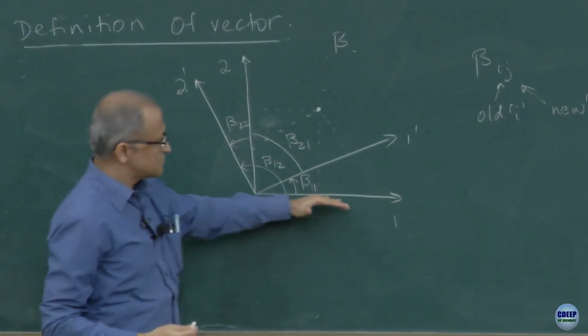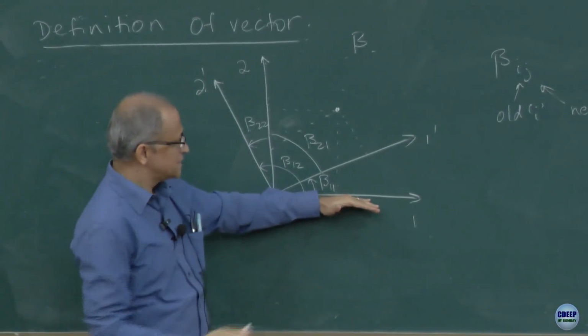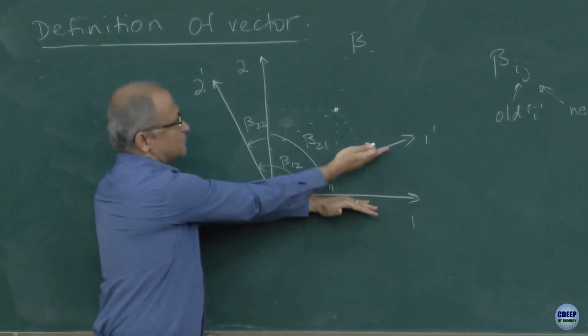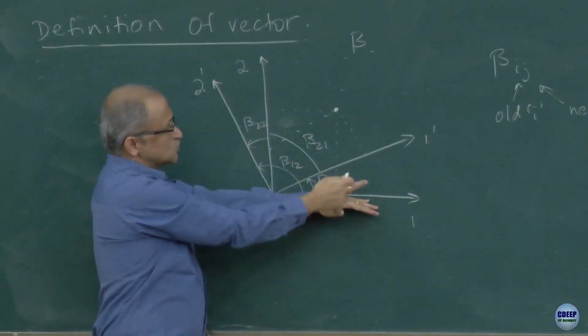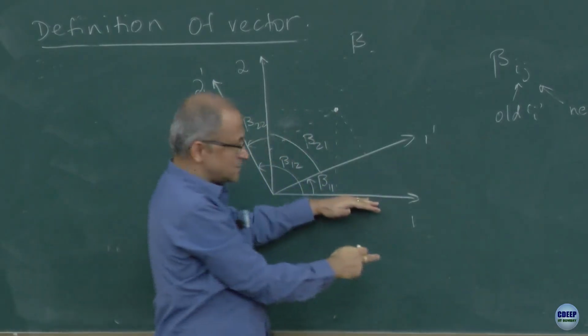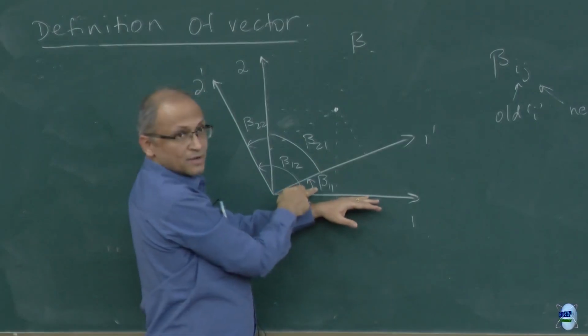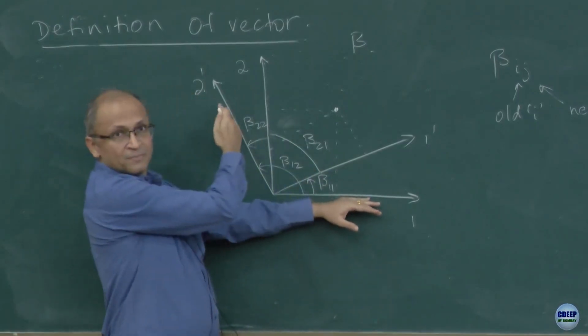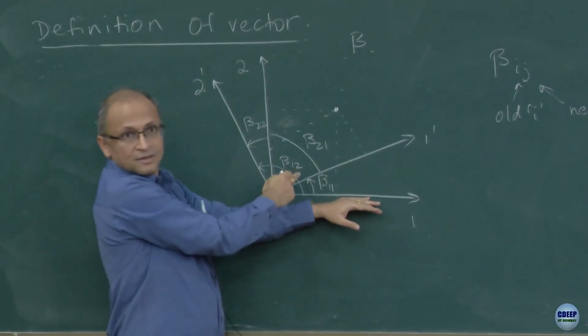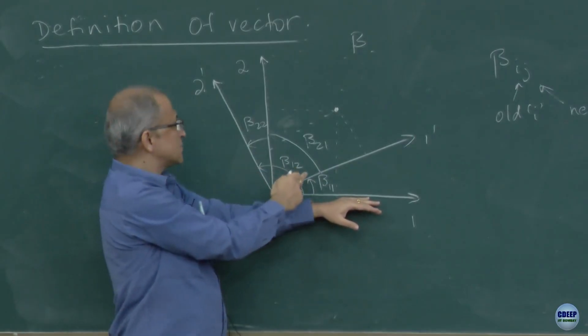And so again, with respect to axis 1, you can see that there are two new axes, 1 prime and 2 prime. So old is 1, still 1. I will call the angle between 1 and 1 prime as beta 1, and between 1 and 2 prime, I will call this angle beta 1.